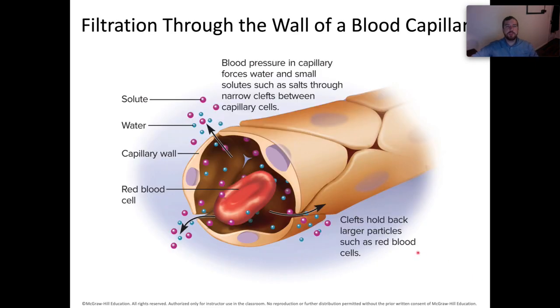Okay? So here's an example of filtration through the wall of a blood capillary. These are the endothelial cells that make up your capillaries, and you can see here that there are holes and clefts in between there, but there are some things, small things, that are able to escape.